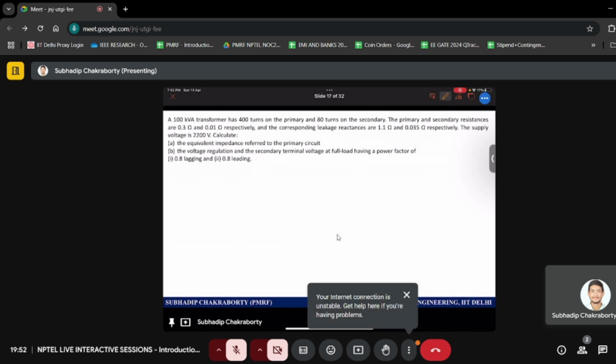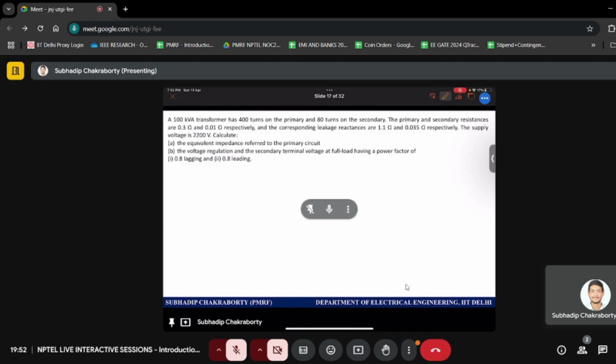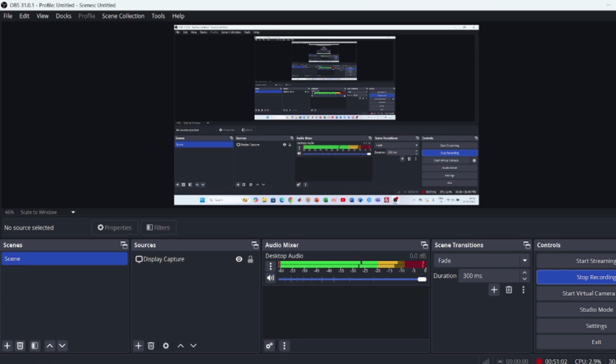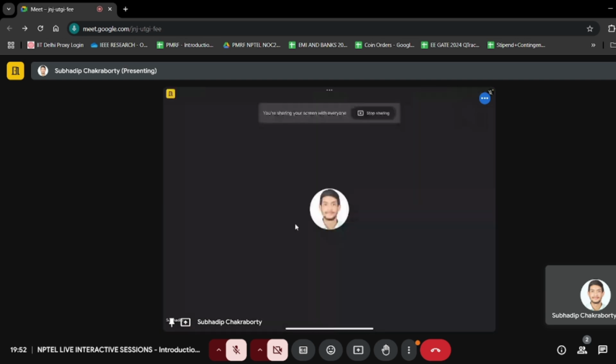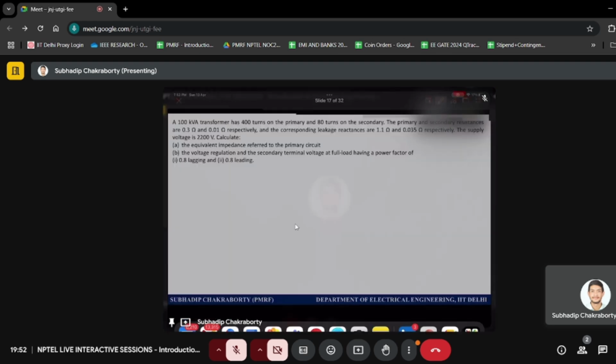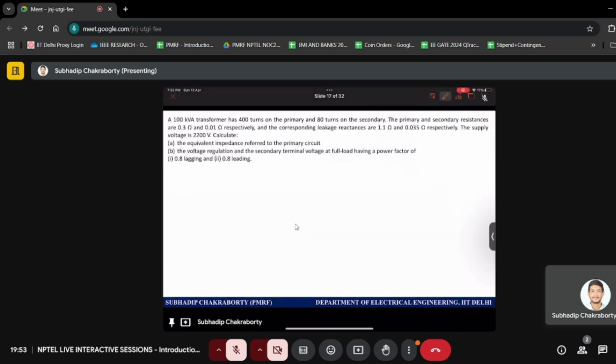So there are two parts, and the second part has two subparts, right? So try to do the first part, which is easy, and try to understand your concept regarding the reflection of the impedances on the primary and secondary sides, right? That is easy. And I want you to try the problem, right? Just try, I'll give you some time.